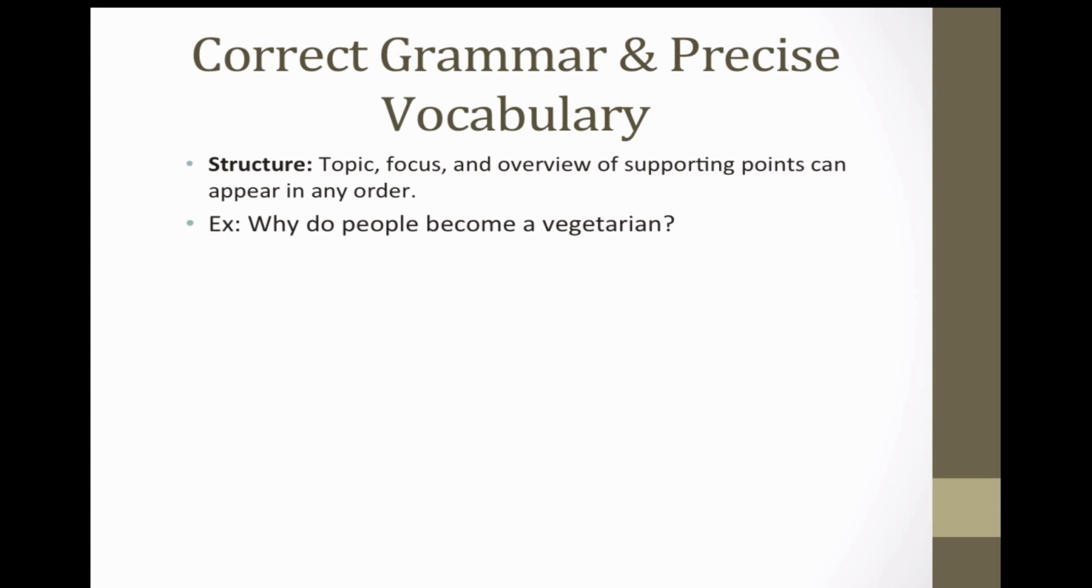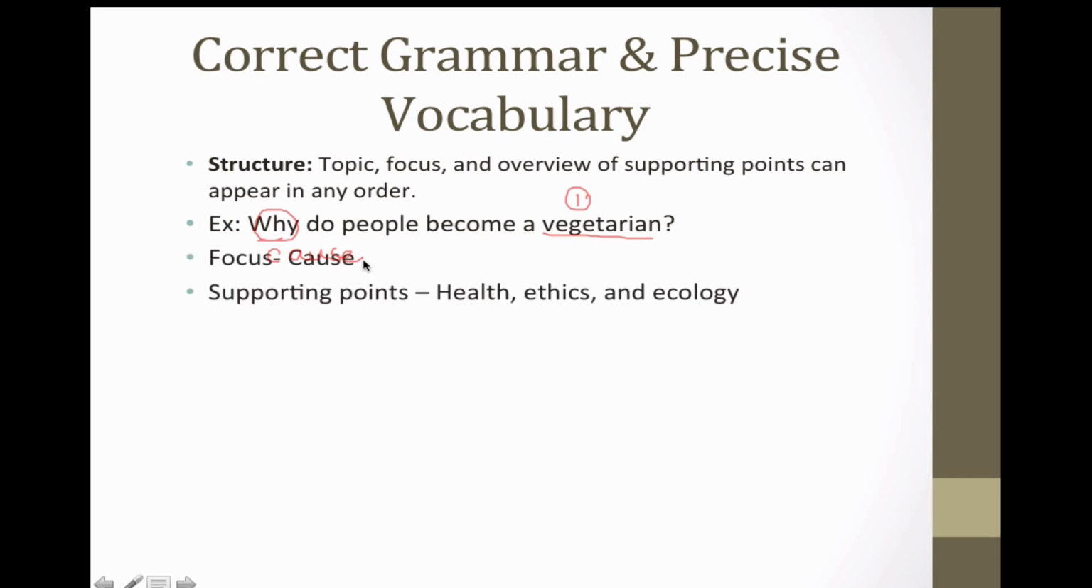So let's take a look at our example research question here. Why do people become a vegetarian? Again, here is our topic. All right, vegetarian. Our focus, again, we have cause. And then we need to think about our supporting points. I came up with 3: health, ethics, and ecology. And let's look at the different ways that they can appear in your thesis statement.